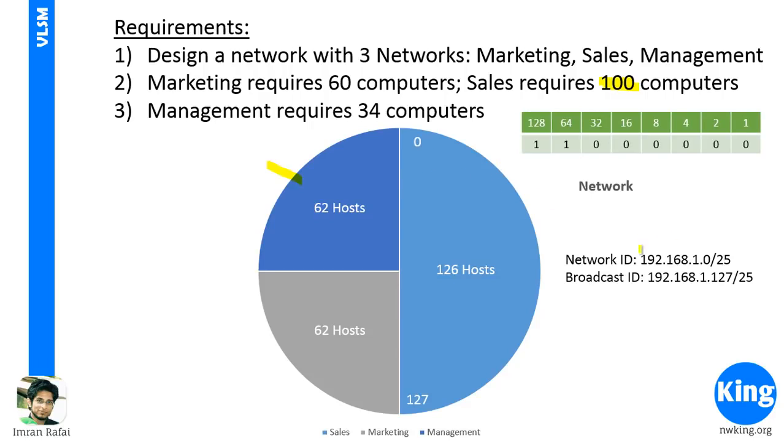When you borrow 1 bit, let's start with 192.168.1.0. So your network ID is 0, but with borrowing only 1 bit, the block size is 128. So the next IP address that's going to start is 128. So the broadcast ID is 1 less, it's 127. In between, we have 126 valid hosts, which is perfectly fine to accommodate our sales department.